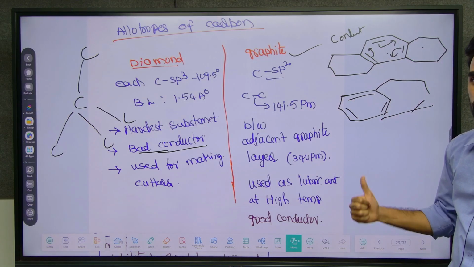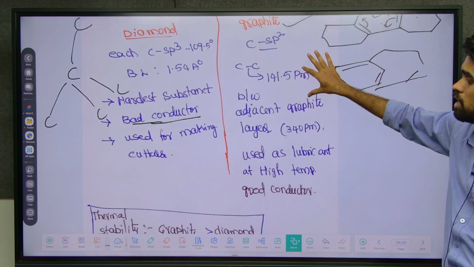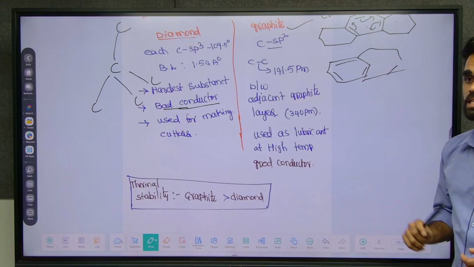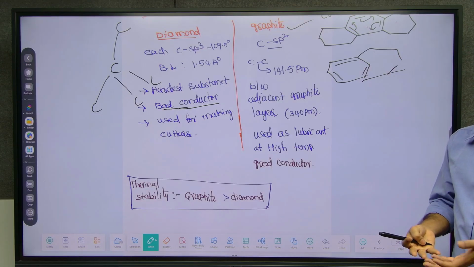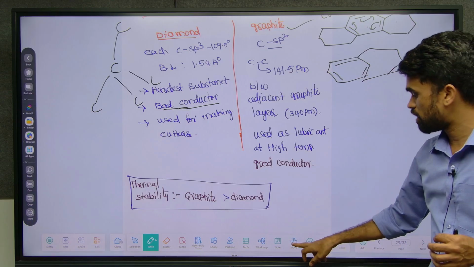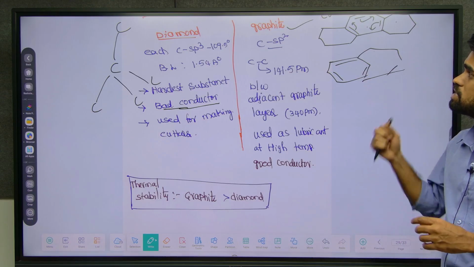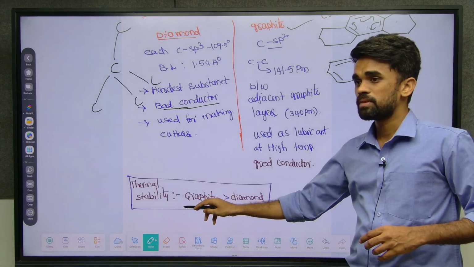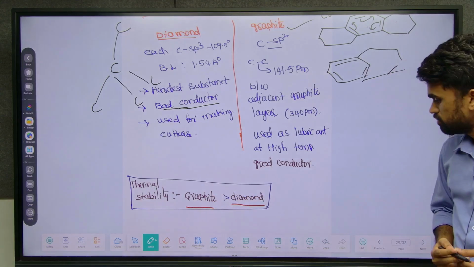Graphite is used as a lubricant at higher temperature, because at higher temperature oils won't work efficiently. That's why we are using graphite as a lubricant. Okay, and which is more stable? We'll say it has a thermal stability. So which is more stable? Graphite than diamond. Done.